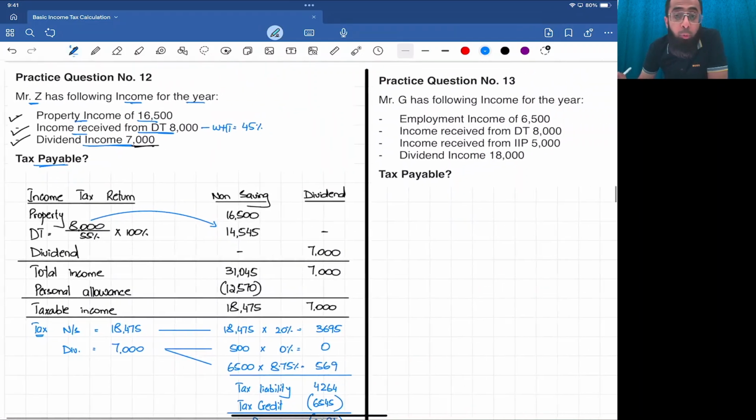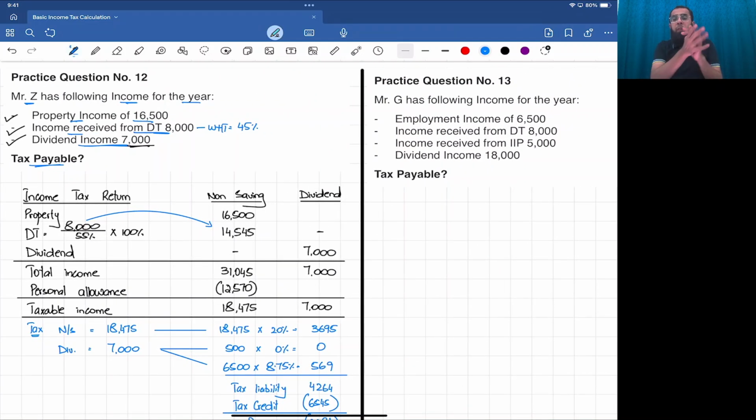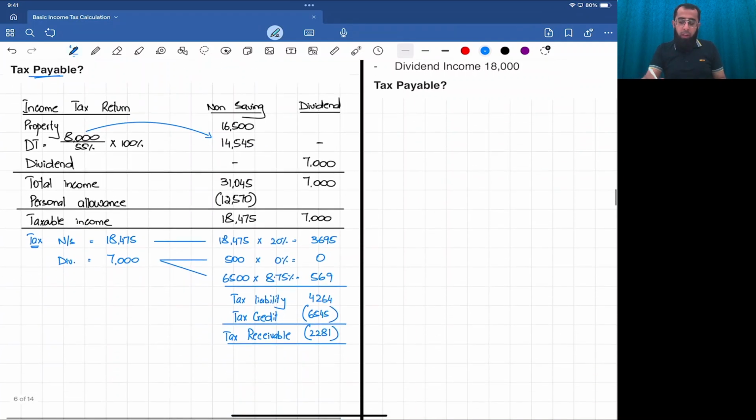So if you look at this question, it's just a quick review of what we have already studied in the previous classes. We already introduced the concept of discretionary trust in the previous class. 45% withholding: you gross it up by dividing it by 55 and multiplying it by 100. Property income is just a normal non-saving income. Dividend goes under the head of dividend. You arrive at total income. You adjust your personal allowance to arrive at the taxable income. And then just the rates of tax.